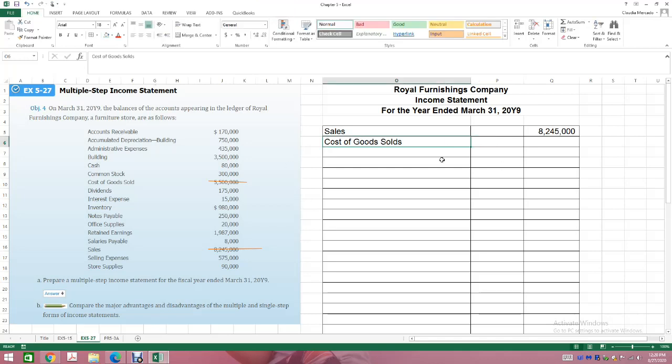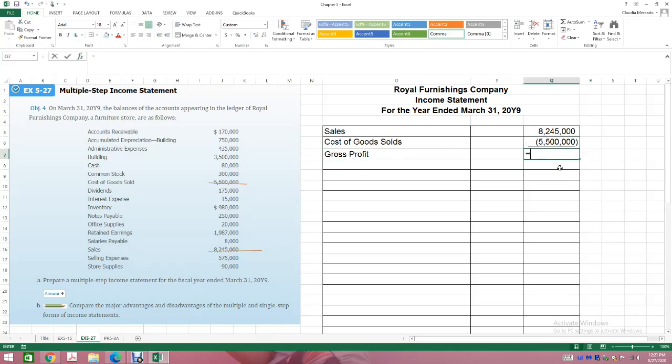How much did you buy that furniture for? Well, we spent $5,500,000. And I'm putting in minus because that's money that I spent to purchase this furniture that I'm selling, okay? So, your sales minus your cost of goods sold, that is going to give you your gross profit. Okay, so the $8,245,000 minus the $5,500,000 will give me a gross profit of $2,745,000.